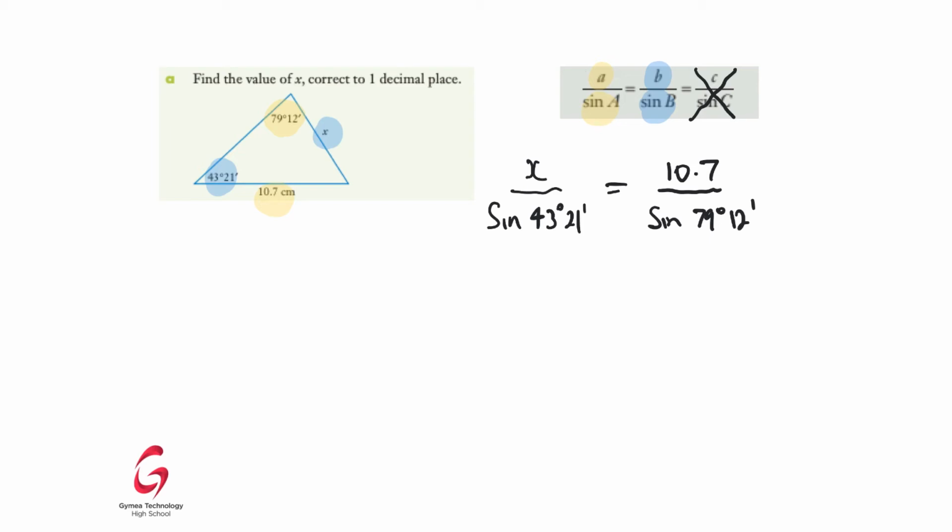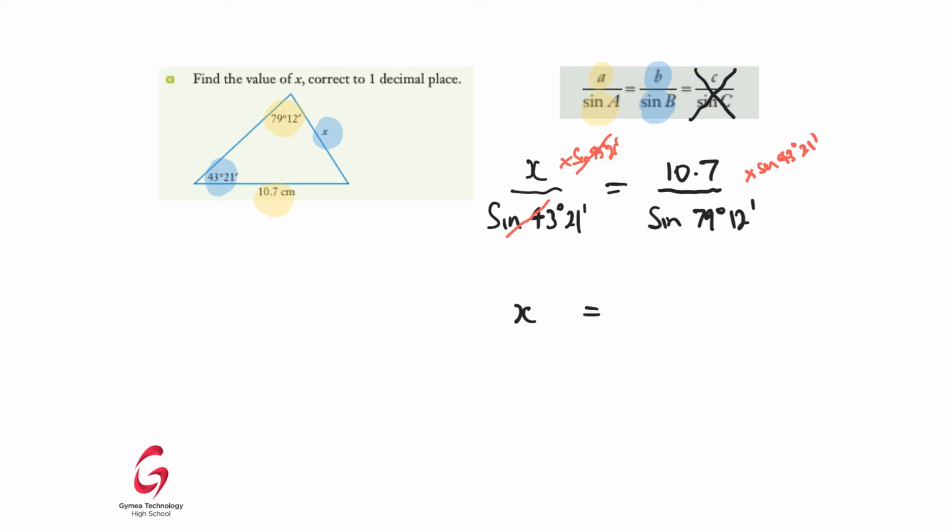Okay, so if you can do that, you're now up to the stage where you just need to solve the equation. Now remember, we want to find that length, we want to find the value of x. So I'm asking myself, what am I going to need to do to this left-hand side of the equation to isolate x? I'm going to multiply by that value, sine 43 degrees, 21 minutes. And to balance, I'm going to do the same thing to the other side. So we are really just going to solve an equation now. Okay, so I've cancelled, so I'm left with just x on the left-hand side.